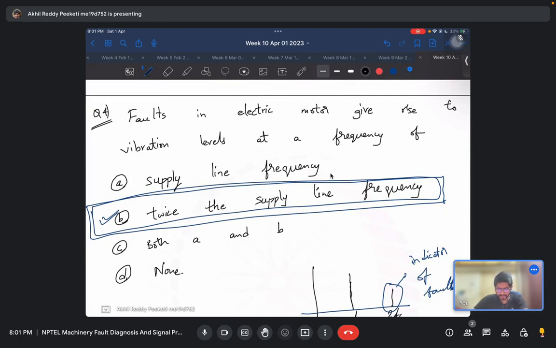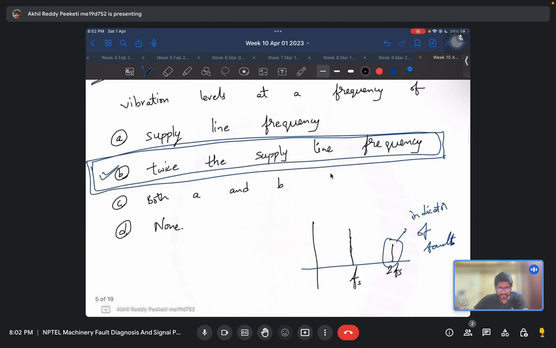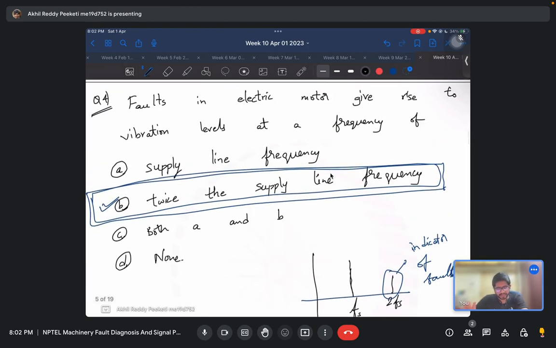Faults in electric motor give rise to vibration levels at a frequency of. So when you are using an accelerometer to detect faults in the motor, usually the vibrations will be at twice the supply line frequency. So if you detect any higher vibrations at twice the supply line frequency compared to an ideal motor, then you can see that there are some faults in the electric motor.